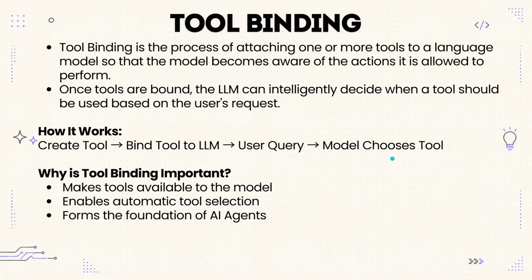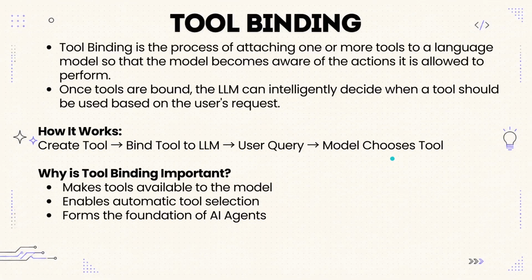By doing tool binding, we attach one or more tools to an LLM. For example, if I have created a set of different tools, I assign them in the bind_tools function. So now the model knows that it has access to both the tools. Without binding, the model cannot use them. Think of it as giving an LLM a toolbox before asking it to solve a problem. Here you can see the flow: create a tool, bind it to the LLM, and then when the user asks a query, the model chooses the tool.